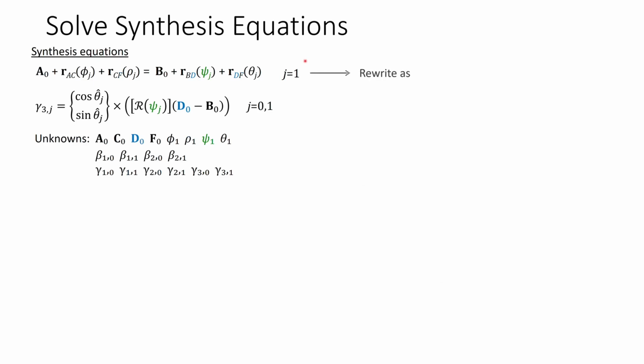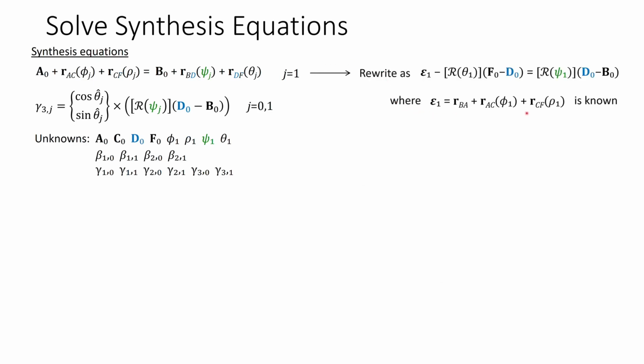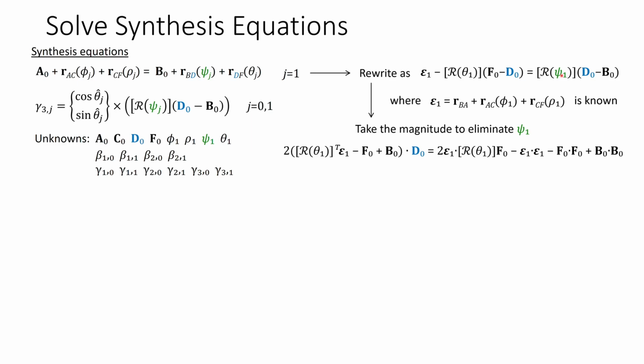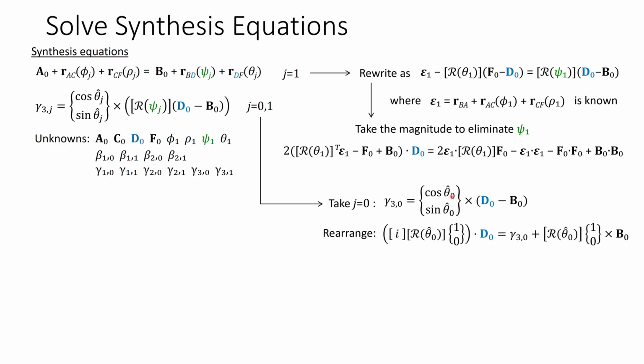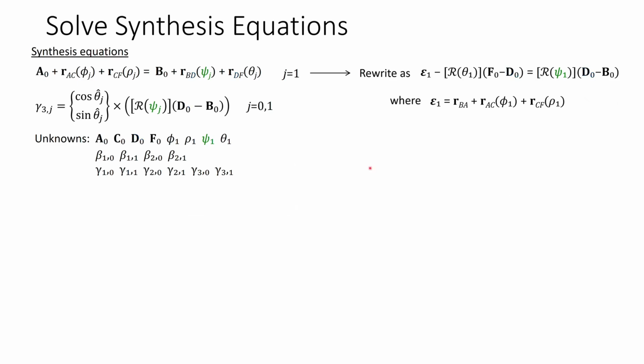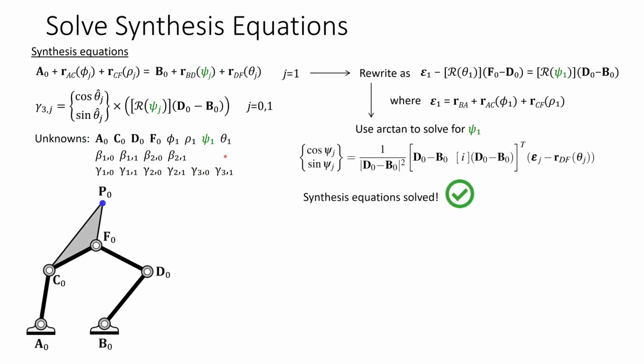We take our remaining loop equation and rearrange it, placing known terms in epsilon 1. The unknown angle psi 1 could be eliminated from this equation by taking the magnitude of both sides of the equation. We can then take j equals 0 of the gamma 3 equation and note that these two expressions are linear in the xy components of d naught. Hence, d naught is now easy to solve for. The remaining unknown is psi 1, and it is easy to solve for. We've now completely solved our synthesis equations.